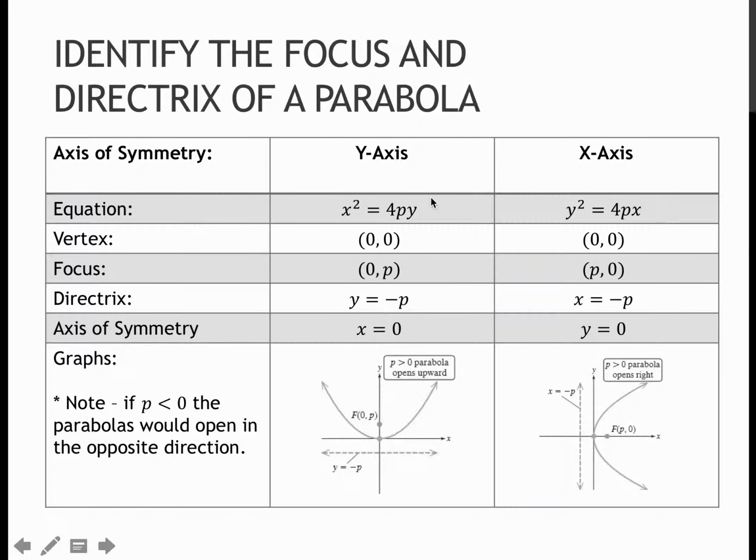Again, here's a table for you to look back on. This is specific to when the vertex is at (0, 0). Again, in a following lesson, we will talk about when the vertex is not at (0, 0). The axis of symmetry here will actually be one of our axes rather than a horizontal or vertical line elsewhere.